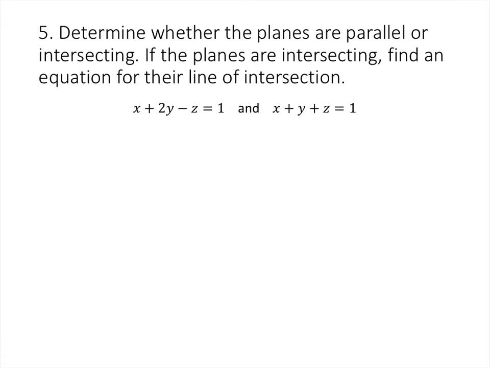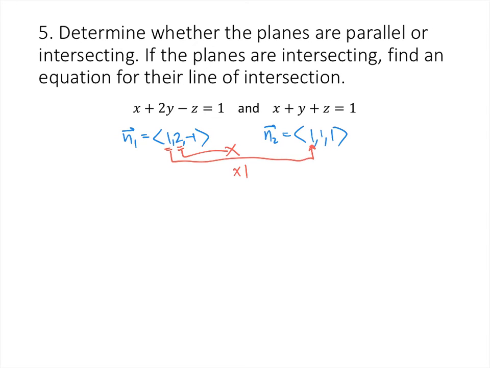Same type of problem here. So again, we'll figure out the 2 normal vectors. n1 is the vector 1, 2, negative 1, and n2 is the vector 1, 1, 1. And we can immediately see that this vector n2 is not a scalar multiple of n1, because if it were, the scalar multiple would have to be 1. But if I multiply by 2, it doesn't work. I don't get 2 times 1 equaling 1. So n2 and n1 are not parallel. And so these planes are not parallel.